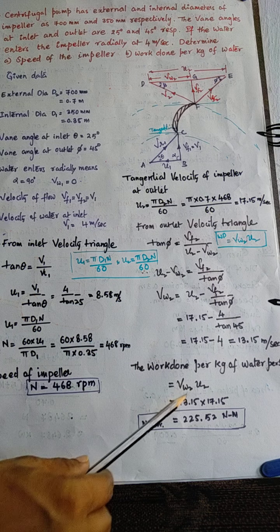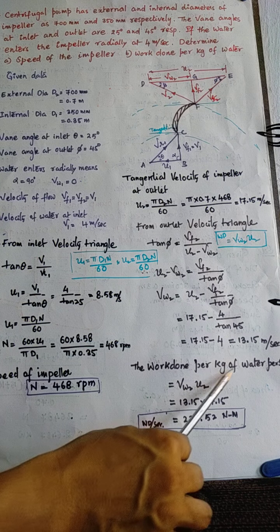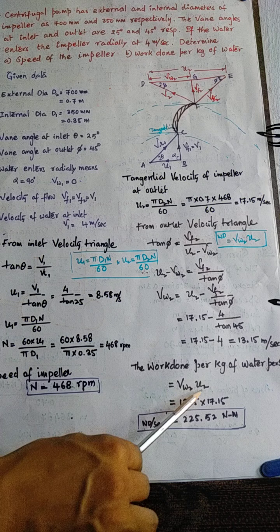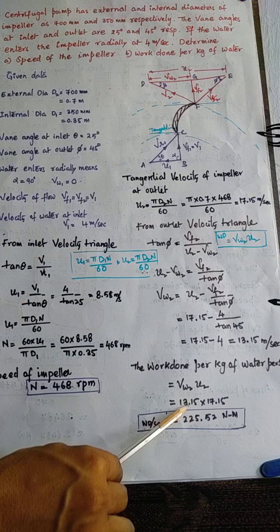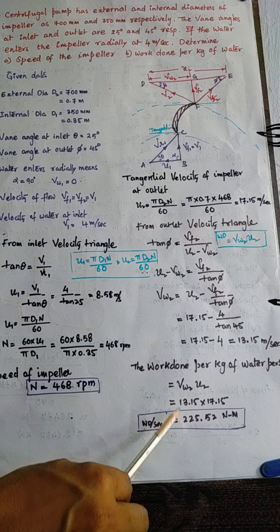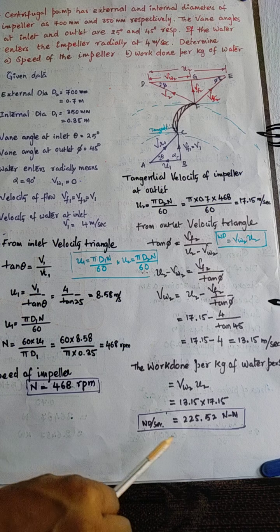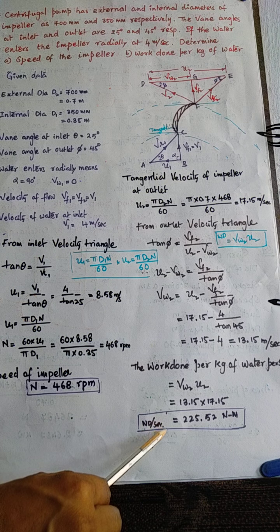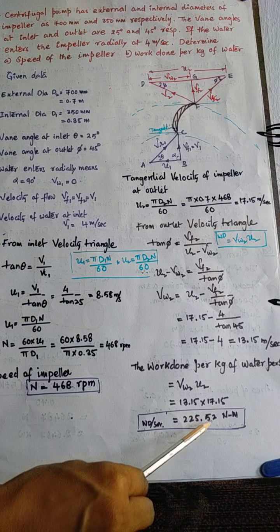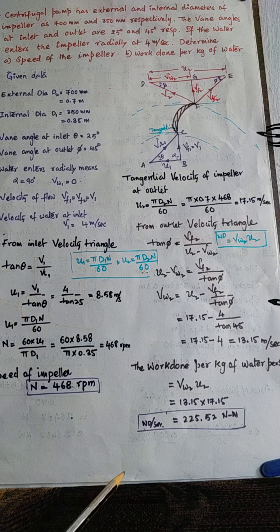Then work done can easily be calculated with this formula. Work done per kg of water per second is equal to Vw2 U2. Vw2 is 13.15, U2 is 17.15. By multiplying these two values, you get 225.52 Newton meters. So work done per kg of water per second is equal to 225.52 Newton meters. In this way you can get the solution for this centrifugal pump.